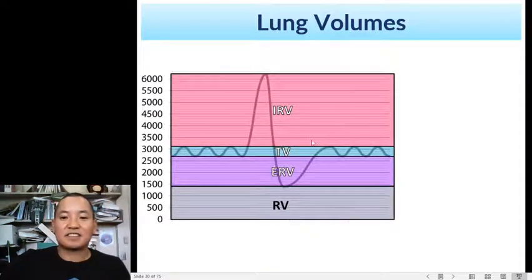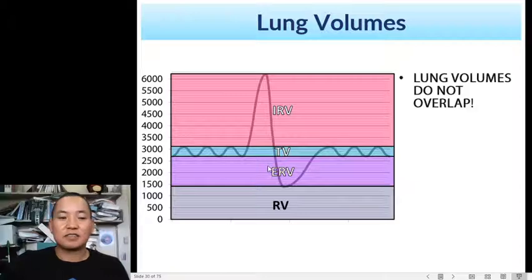Alright, so then these are the volumes. And what do you notice about them? Tidal volume, inspiratory reserve, expiratory reserve, and residual volume. They do not overlap. The border of one is the border of another. So lung volumes do not overlap. Tidal volume does not overlap with expiratory reserve volume. It does not overlap with inspiratory reserve volume.